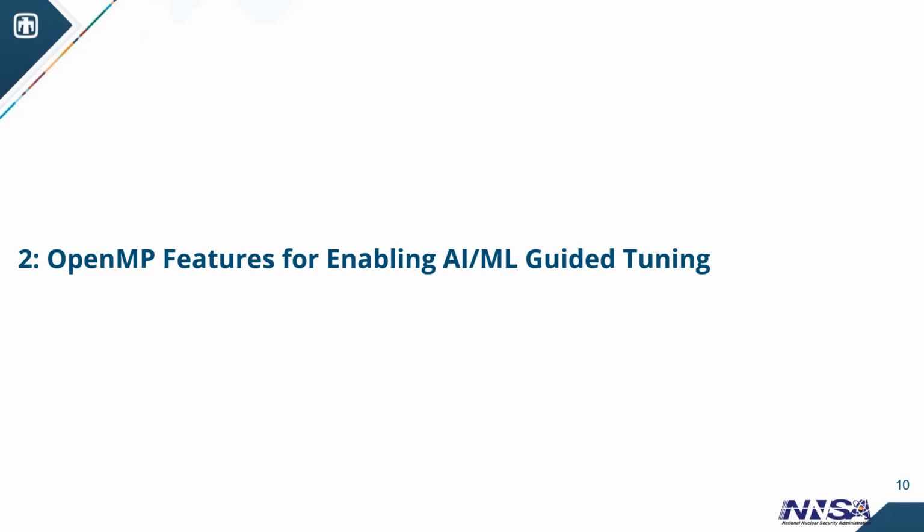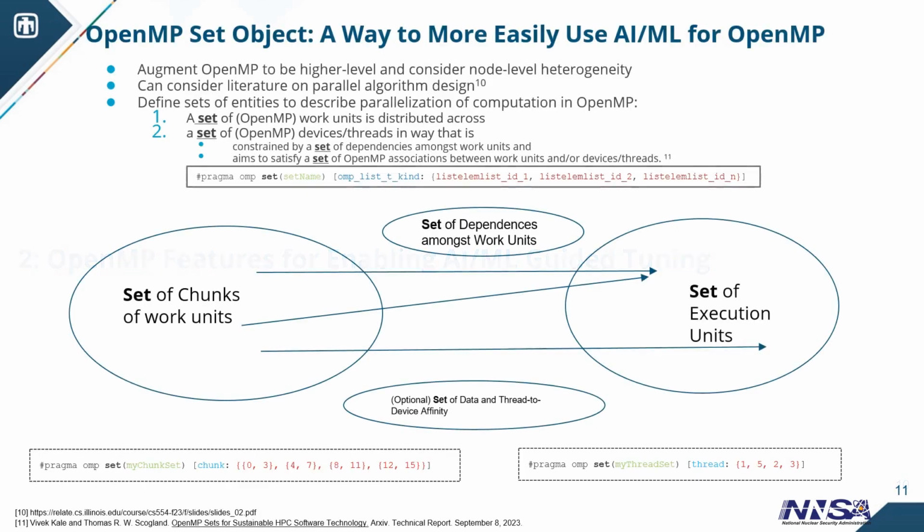Now, let's talk about the OpenMP features we need to easily generate these new algorithmic strategies with control points via OpenMP, and then tune those strategies. To use AI/ML more easily for OpenMP, we need to augment OpenMP to be higher level and consider node level heterogeneity. In particular, we need to express parallelism for OpenMP in a way that's closely aligned with the language or model that is widely used, specifically a foundation model.